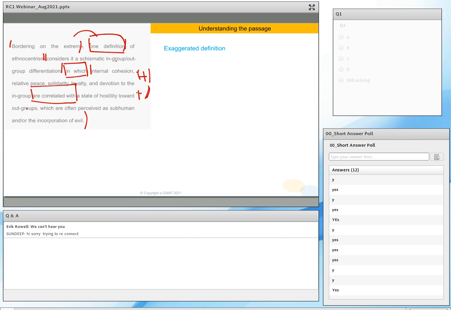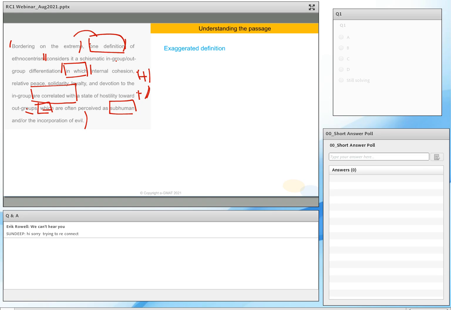Now let's move on. "Which." One tip, whenever you see words like which, this, that, is it, you always ask the question, what is it referring to? Here it is asking about outgroups. Outgroups which are often perceived as subhuman. The word subhuman tells me something else. It tells me that you're not talking about a group of potatoes, you're talking about a group of human beings.